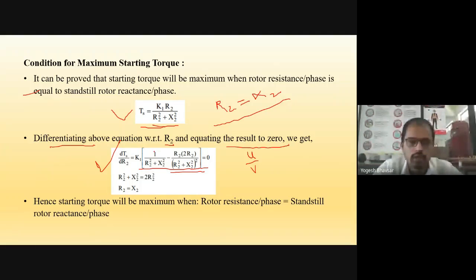Now simplify this expression. As it is equal to 0, this side becomes equal to that side. So this one term will get cancelled, and on the denominator there will be 2 times R2 square. So this is 2 times R2 square, and on this side there will be one term present, that is R2 square plus X2 square.